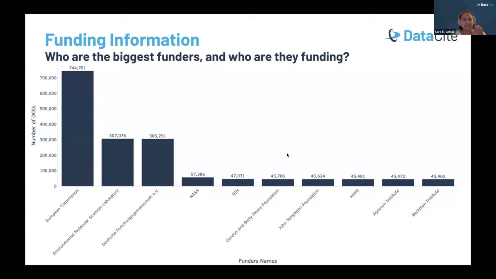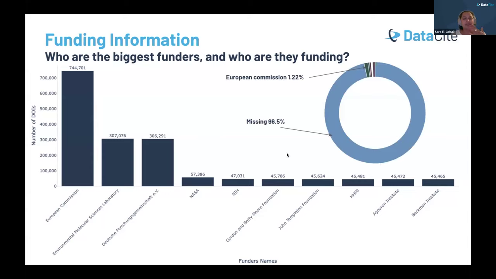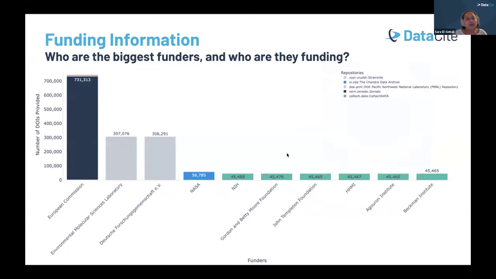And here I would like for us to remember that this represents just a fraction of the total registered DOIs. So this is not a comprehensive assessment of the funding landscape, but rather a glimpse into the funding data that we've captured so far and what it tells us. So for example, we see the European Commission here appearing as a significant funder, but it only accounts for 1.22% of all registered DOIs. So this is very, very useful to know. And that's why this is part of an ongoing effort to improve metadata completeness.